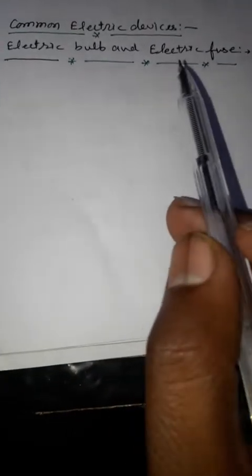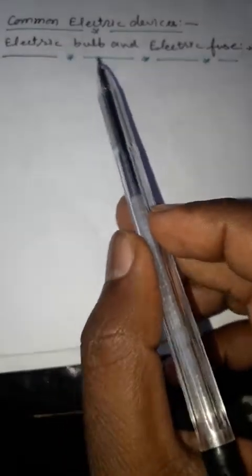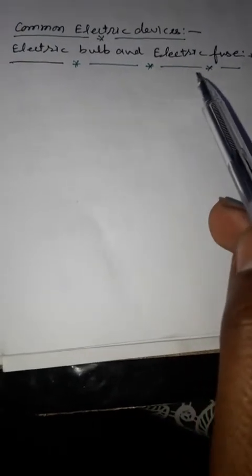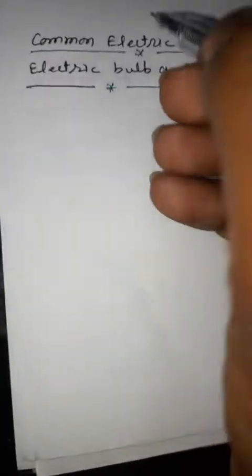We know how helpful these devices are for us and how important they are. So let's discuss them one by one. First of all, we discuss the electric bulb. It is very well known that the electric bulb is also known as an incandescent bulb, which contains a filament, and this filament is the most important part of the electric bulb.